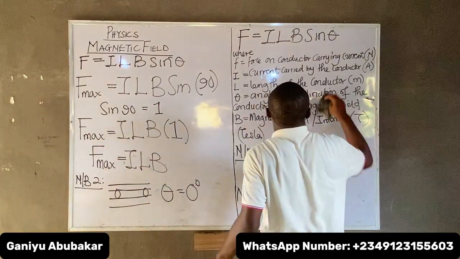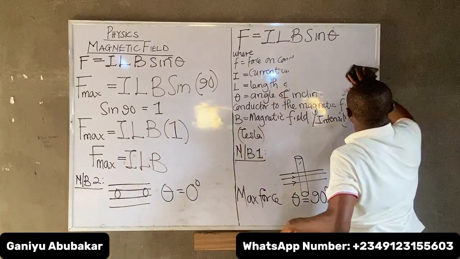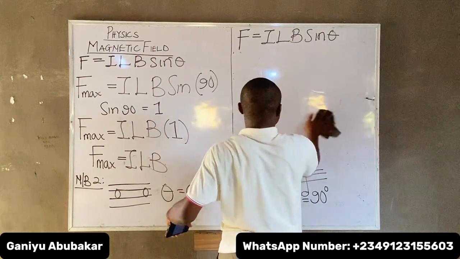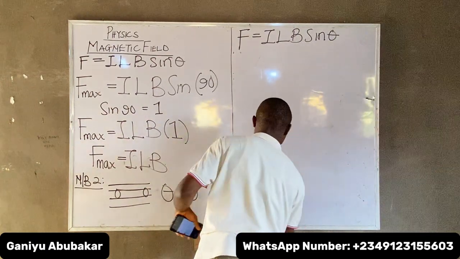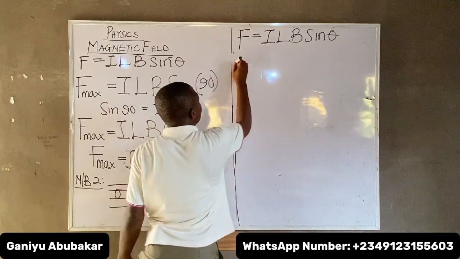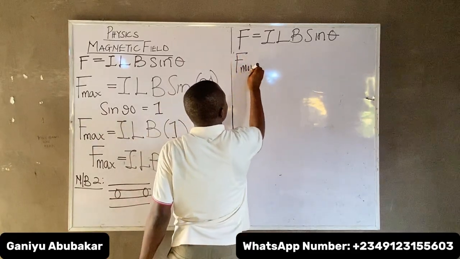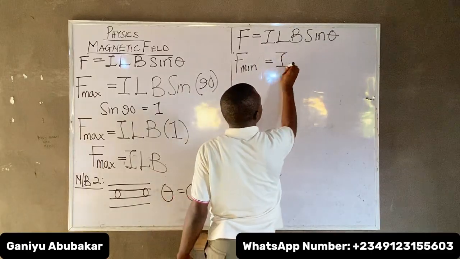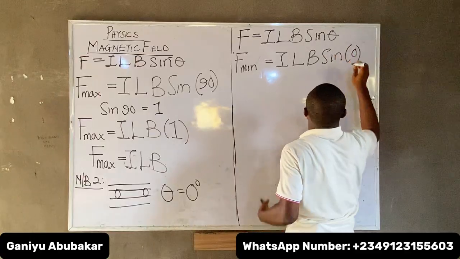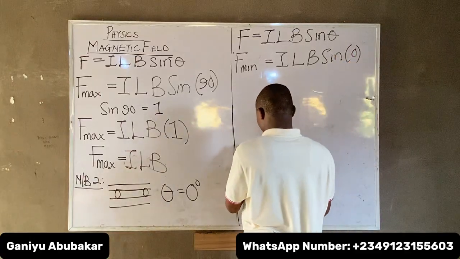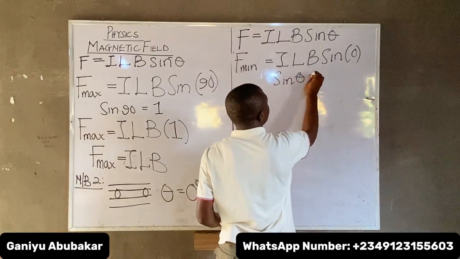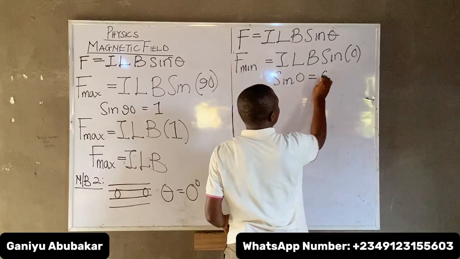So from here, I will record this formula. Record that F equal to ILB sine theta. So in this case, for F minimum, I'll have ILB sine 0. What is sine 0? Of course, sine 0 is 0. So sine 0 is equal to 0, right?